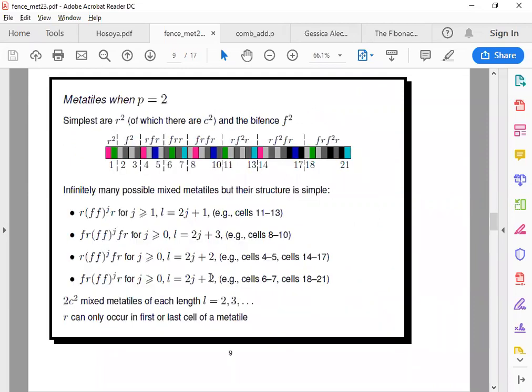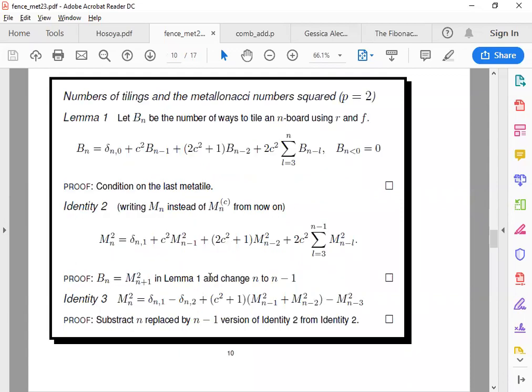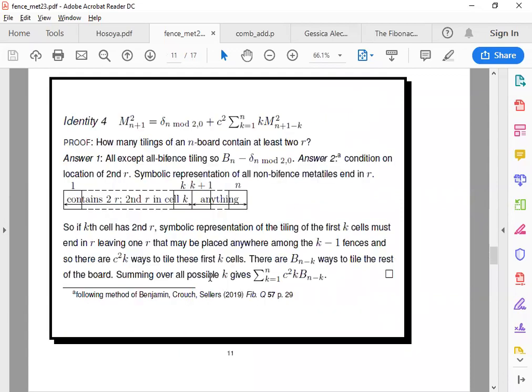Okay, so just to review what I mean by bifence, bifence is the F squared. So all tilings will contain at least 2 Rs, because all of the meta tiles except for the bifence contain at least 2 Rs. So that's an easy question to answer. It's going to be all of the tilings, Bn, minus 1 tiling if n mod 2 is 0. So if n is an even number, then we can have the all bifence tiling. If n is not an even number, then we don't have that.